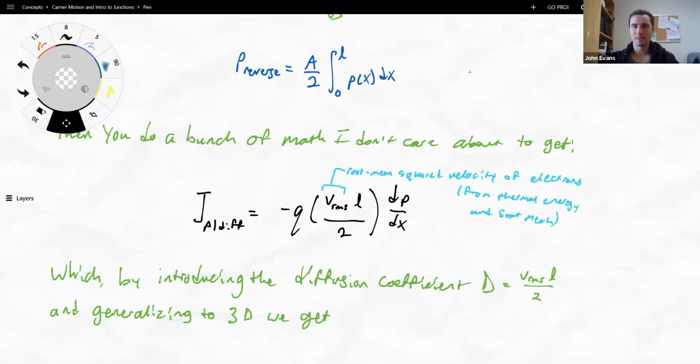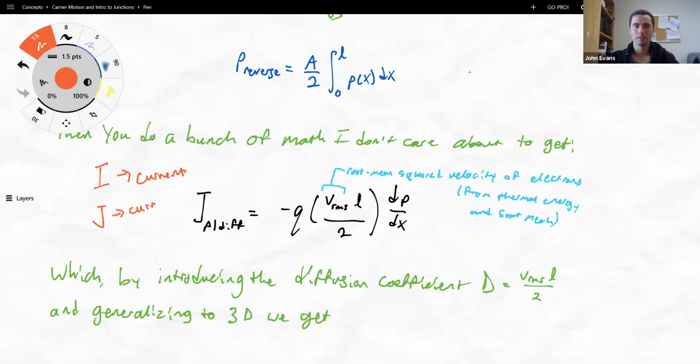So what we end up with is an equation for what we call the diffusion current density. Generally, if you see I, that means current, and J is current density, which is usually current divided by area. So we have this diffusion current, the current caused by our carriers diffusing across that barrier.